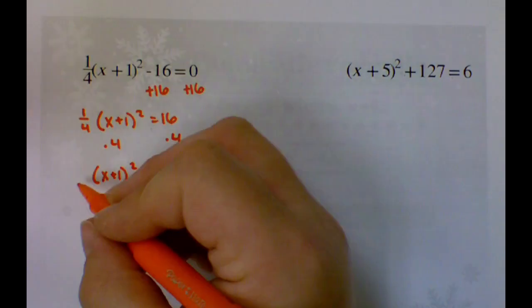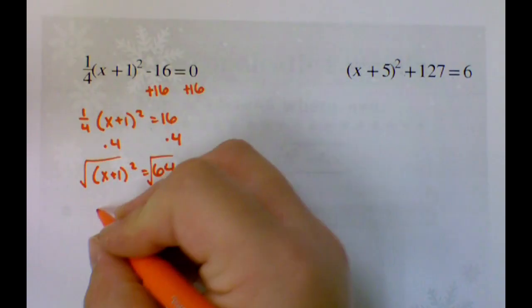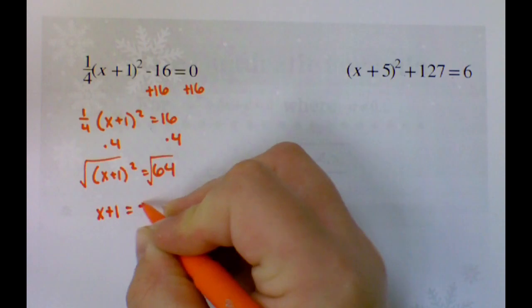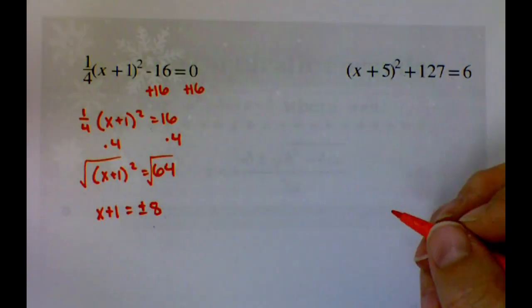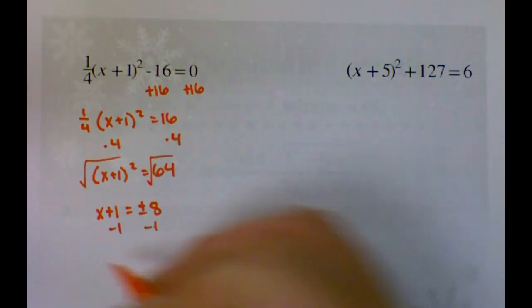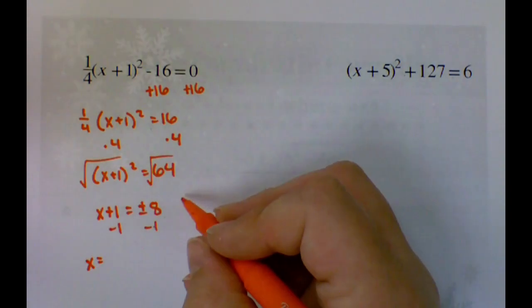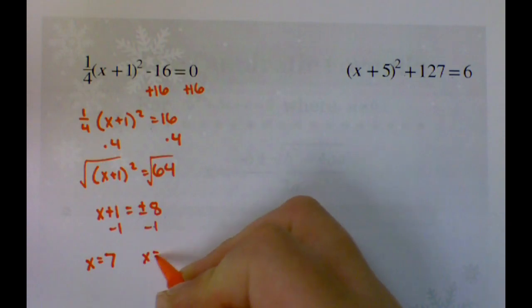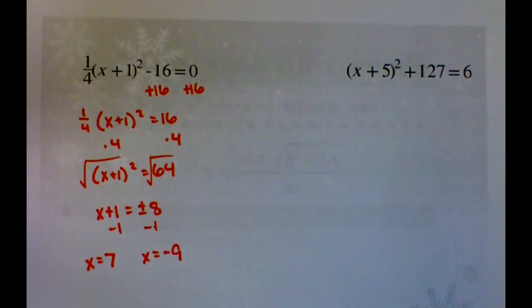Now I can undo my square with a square root. So x plus 1 equals positive or negative 8, because 8 is the square root of 64. And I subtract 1 from both sides. Well, positive 8 minus 1 is 7, and negative 8 minus 1 is negative 9, so I have my two solutions.